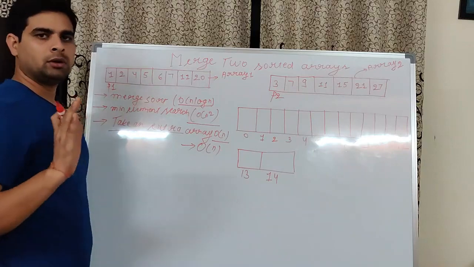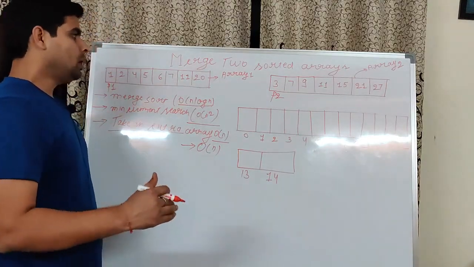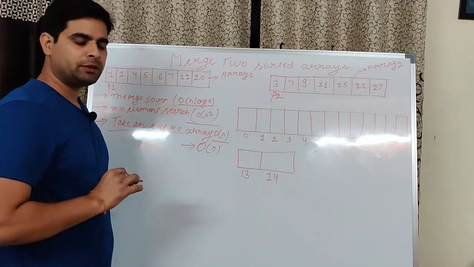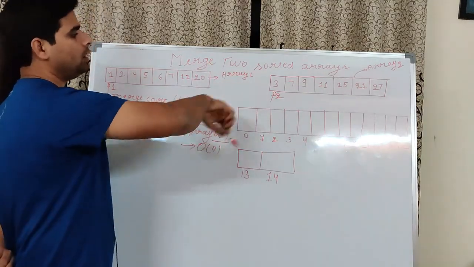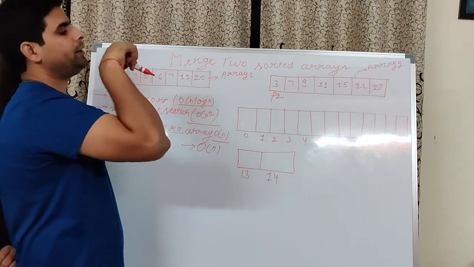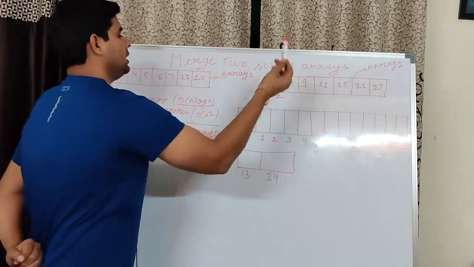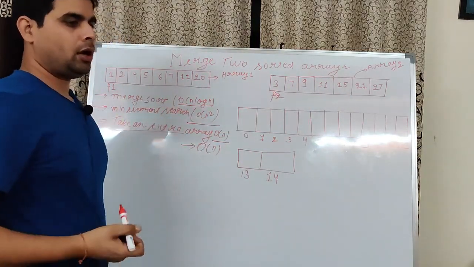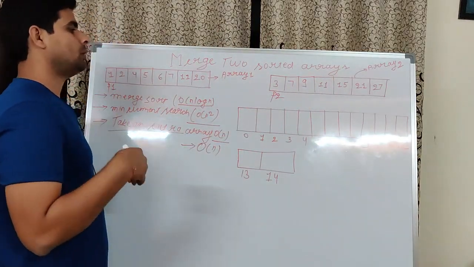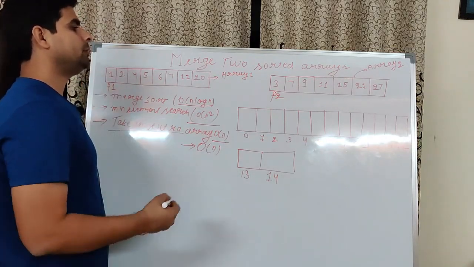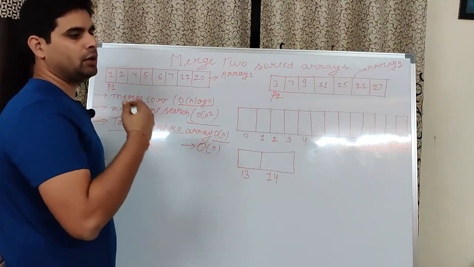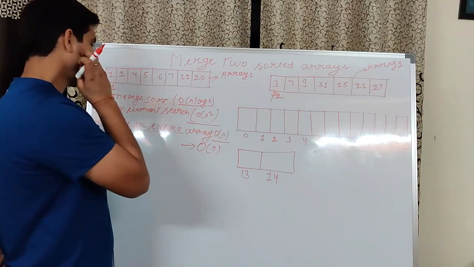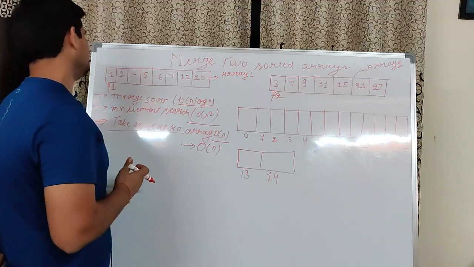Okay, so this is our algo. Once we have processed all elements from any one array, then we will append the remaining elements from the other array. I will insert all the remaining elements from the array where it has not been completely processed. Now let's go to our algorithm.